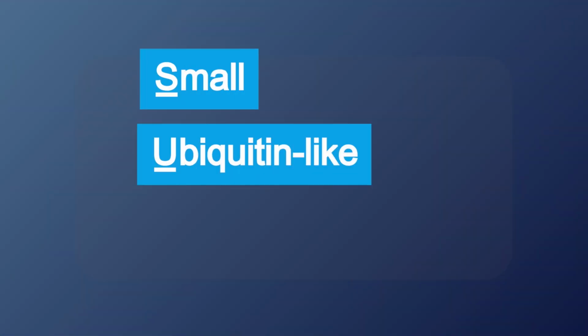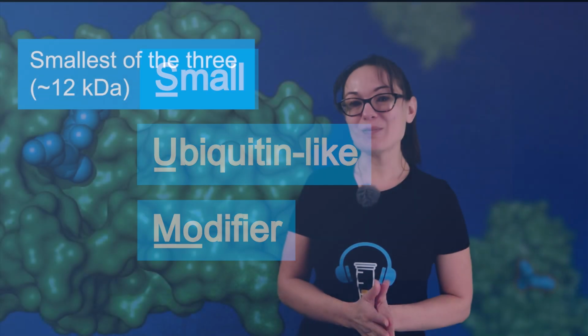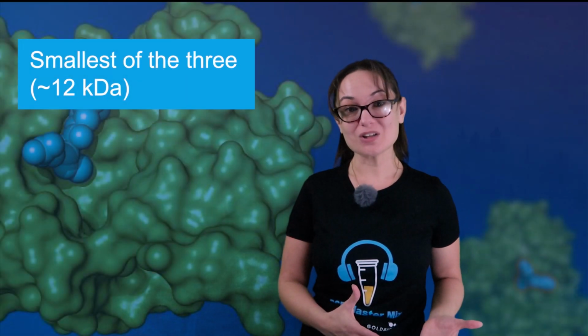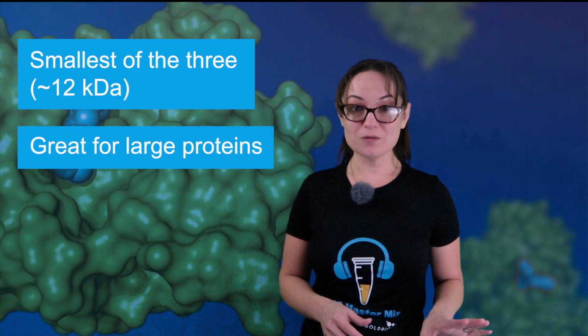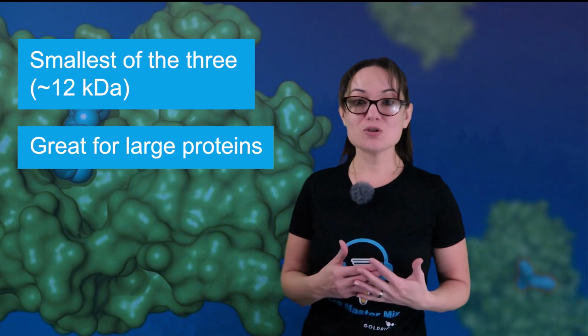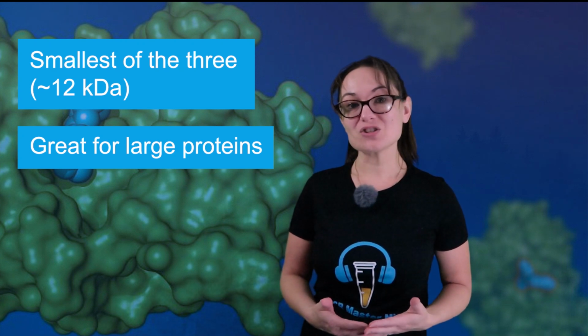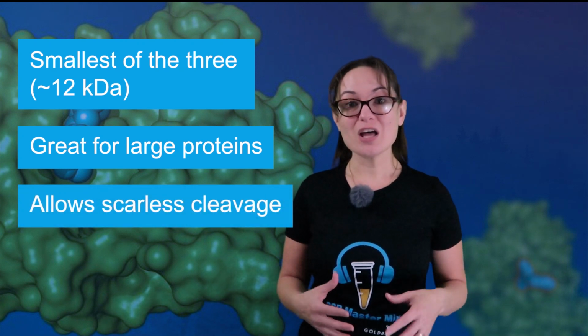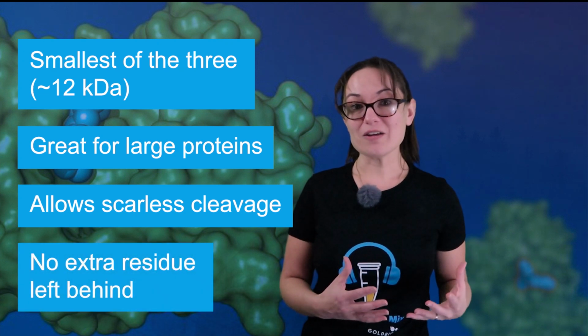Finally, we have SUMO, which stands for Small Ubiquitin-like Modifier. It's the smallest of the three tags at about 12 kilodaltons, so this makes it a good fit for large, complex proteins. SUMO's small size and flexible recognition sequence allows scarless cleavage, meaning there's no extra residue left behind after you remove the tag.